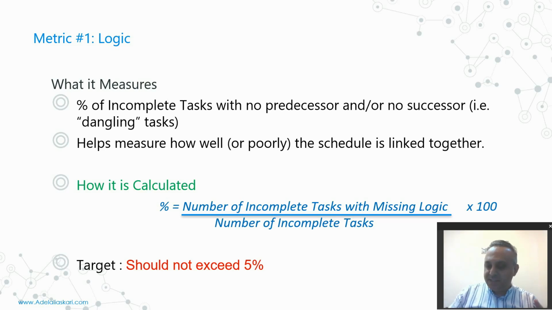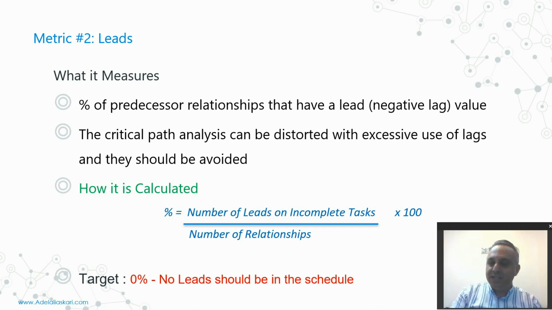These uncompleted tasks at the initial stage of the project are equal to the whole of the activities. But if you update your schedule and go ahead, the number of the uncompleted tasks or activities from day to day till the end of the project changes. Then the criterion is again the number of incomplete tasks with missing logic over the number of incomplete tasks multiplied by 100. And this criterion should not exceed 5%. Not more than 5% is allowed. The second criterion is the leads.